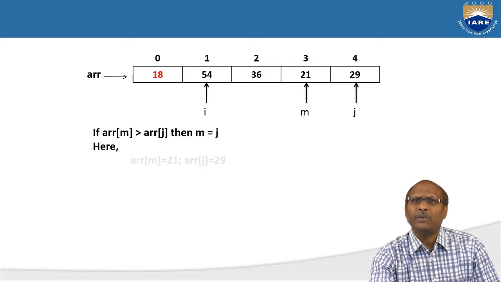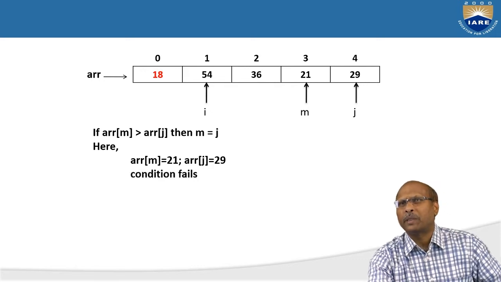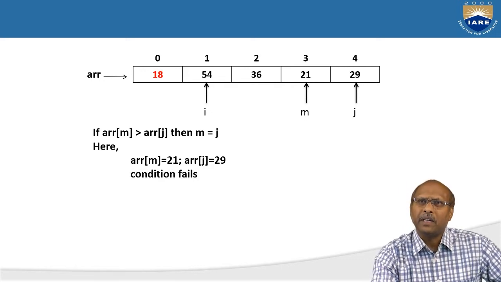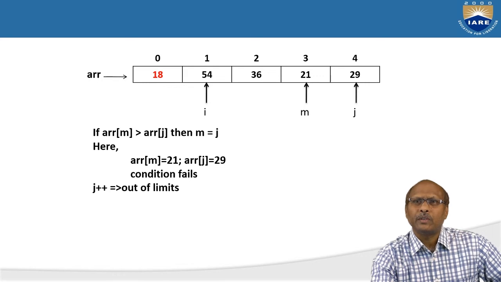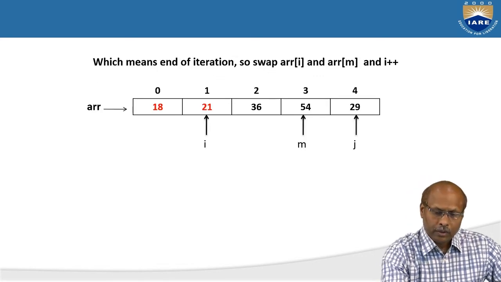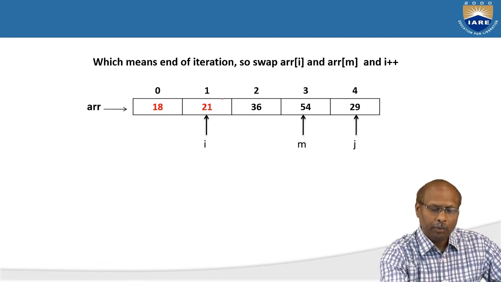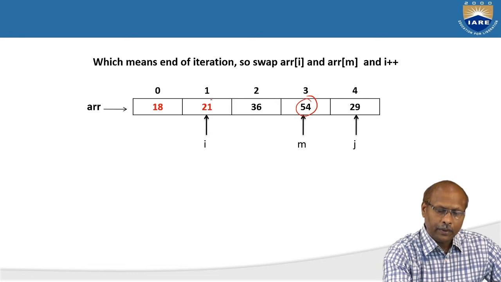Now compare this value with 29. 21 is greater than 29? No, condition fail. No need to remember the position. So that means this value you have to swap with first position, because I is here 1. Ith position with mth position you have to swap. So after swapping, this 21 has come to this position. So 54 has come to this place and 21 has come to this place.